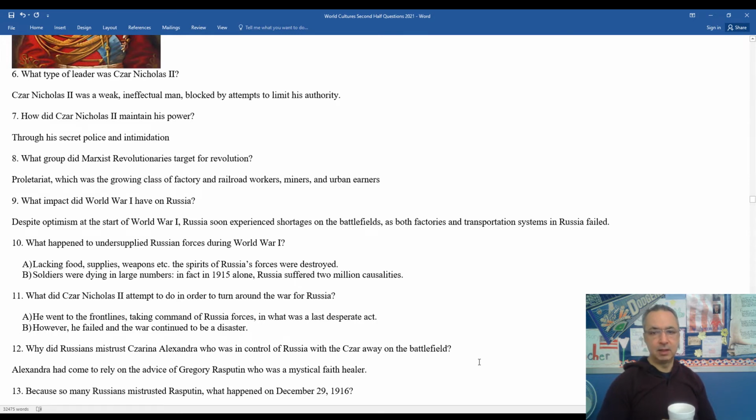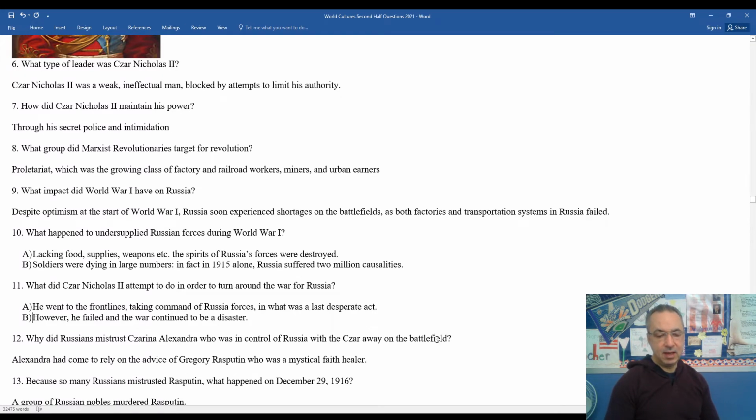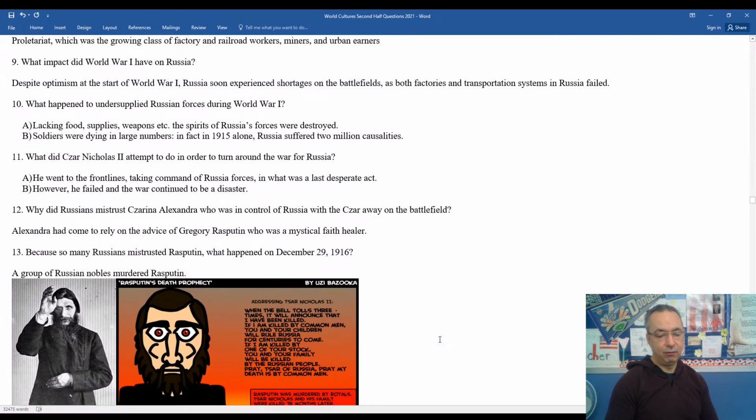Mistrust and finger pointing and allegations against the Tsar and his wife, the Tsarina Alexandra, were in full effect by 1916 into 1917. Alexandra had come to rely on the advice, as we look at number 12, of Gregory Rasputin. He was thought to be a mystical faith healer, somebody that the Tsarina had relied on quite a bit to help out their son, Nicky. Nicky had hemophilia, which is a blood clotting disorder where any type of bruise could lead to uncontrollable bleeding. Rasputin had advised the Tsarina multiple times about the son, and she really developed a sense of trust for him.